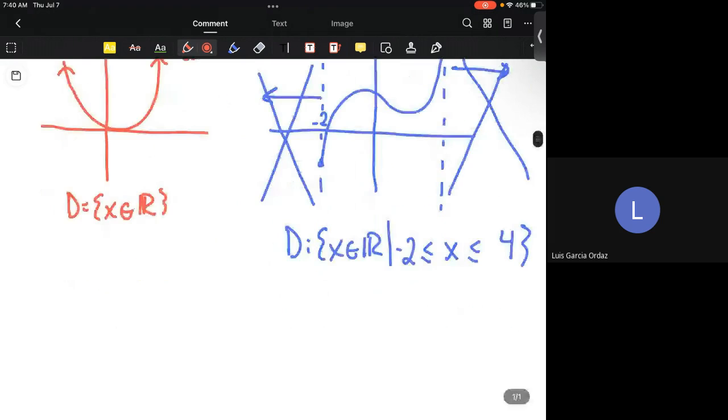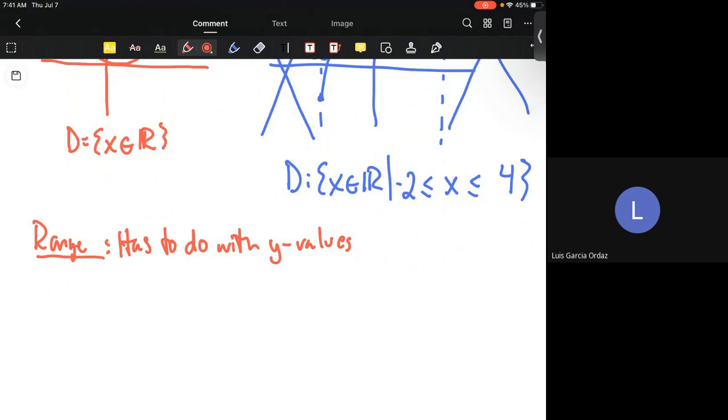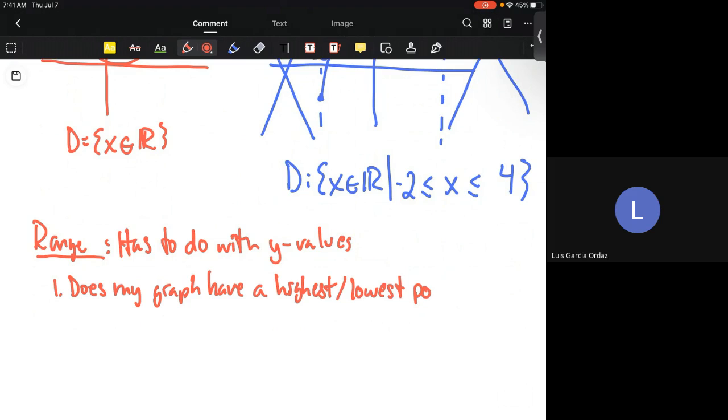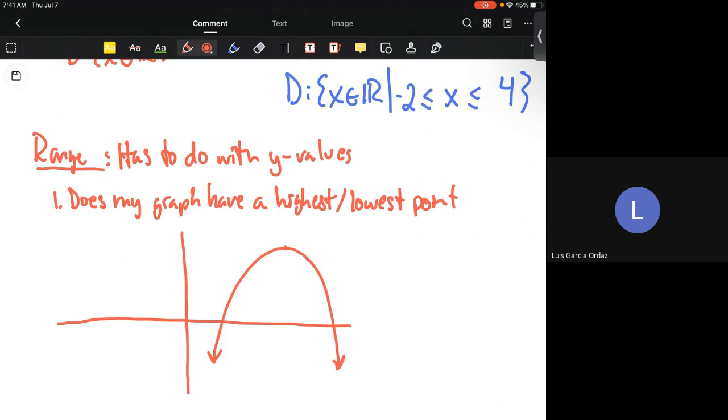Now we have our range. So the range has to do with the y values. Now, the first thing you're going to ask yourself when you're trying to figure out the range of the graph is, does my graph have a highest or lowest point? So for example, let's say we have this graph over here. Let's say I have my parabola and my vertex is (2, 8). So the question that I have to ask myself is, do I have a highest or lowest point?